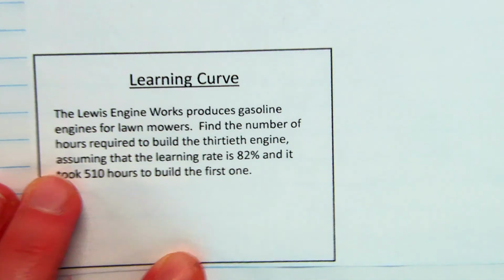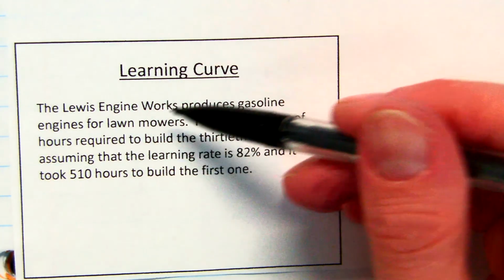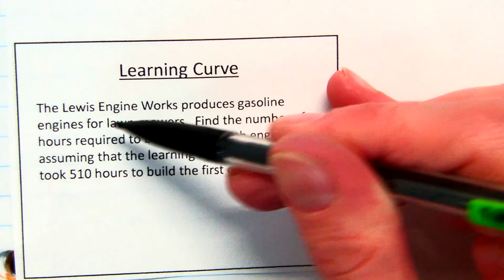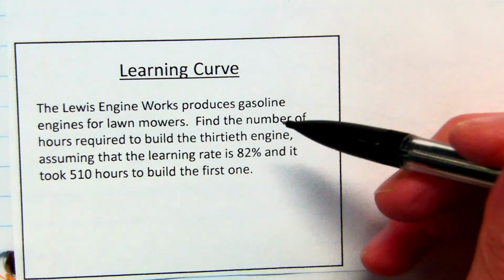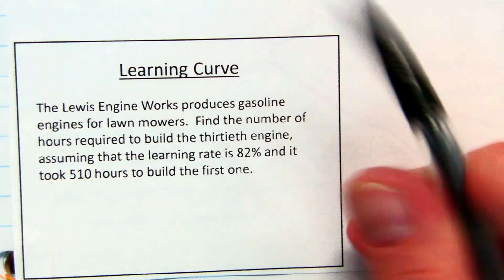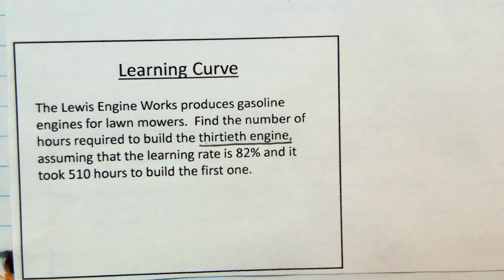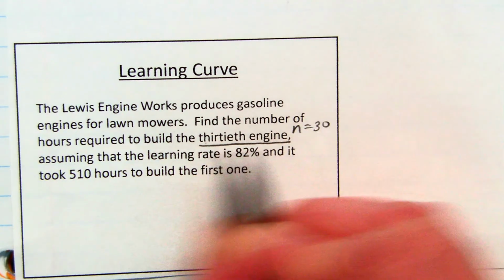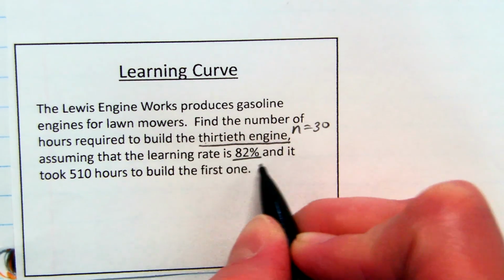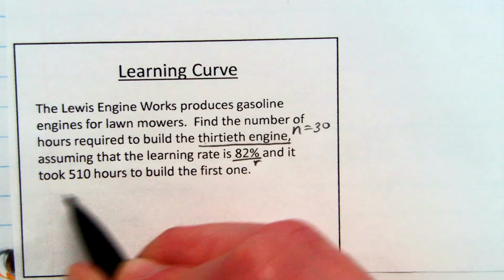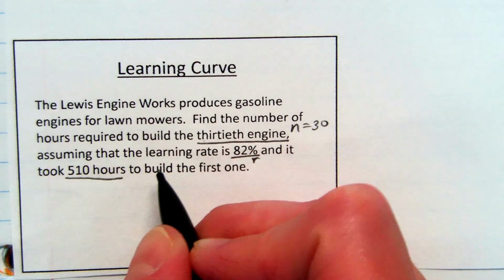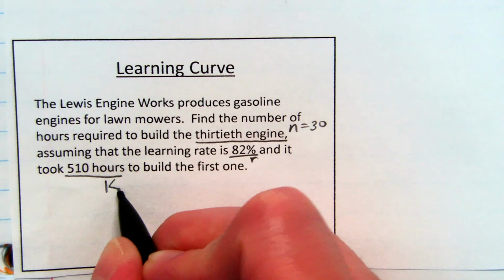Here's another one. The Lewis Engine Works produces gasoline engines for lawnmowers, much smaller. Find the number of hours required to build the 30th engine. So that means N is 30. Assuming that the learning rate is 82%, so that's R, and it took 510 hours to build the first one, so that's K.